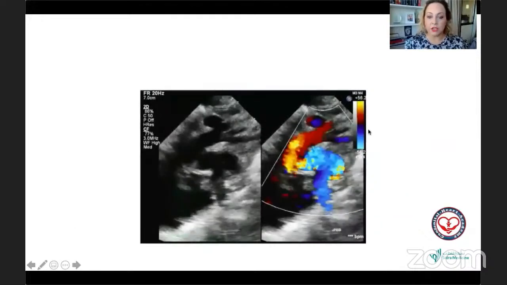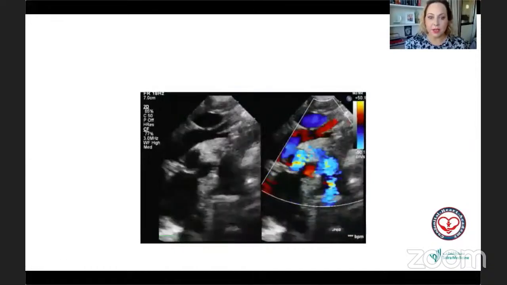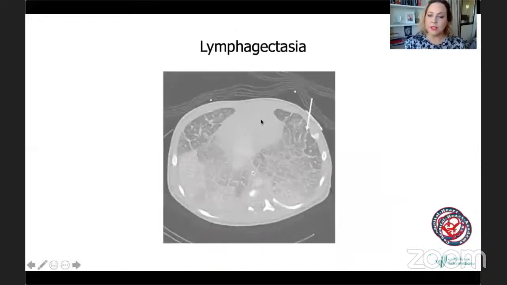This is the aortic arch showing the interruption, type A. Here another echo image. And here we could see on the cardiac CT scan as well, interrupted aortic arch type A. Another interesting finding that this patient had was lymphangiectasia in his entire lungs.